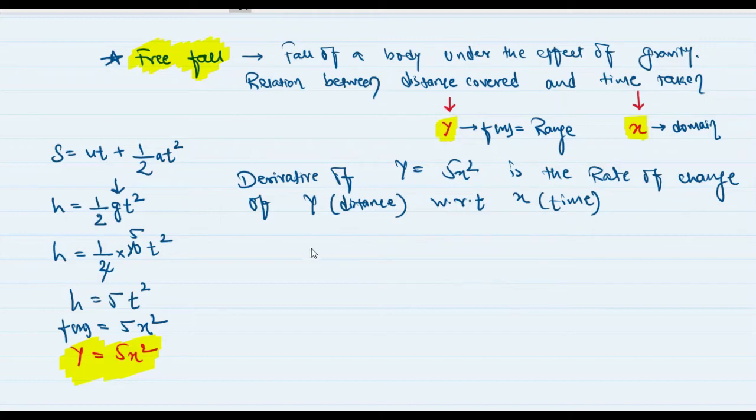Now can you tell me what is rate of change of distance with respect to time? So change of distance is distance covered and change of time is time elapsed. And what is distance covered upon time equal to? That is the speed or velocity. So the derivative of this function is nothing but the speed. In this case, we have to find the speed.